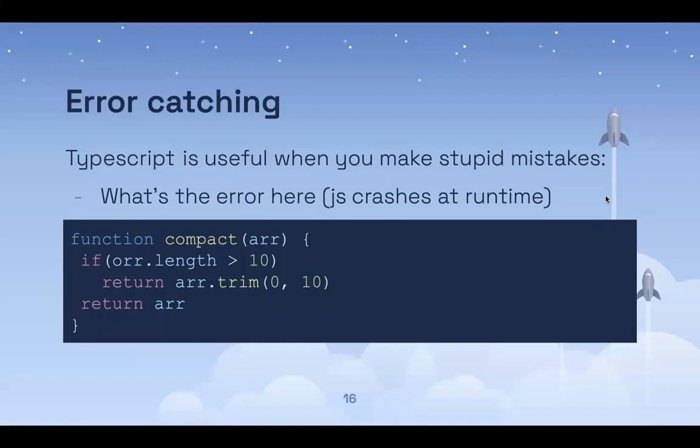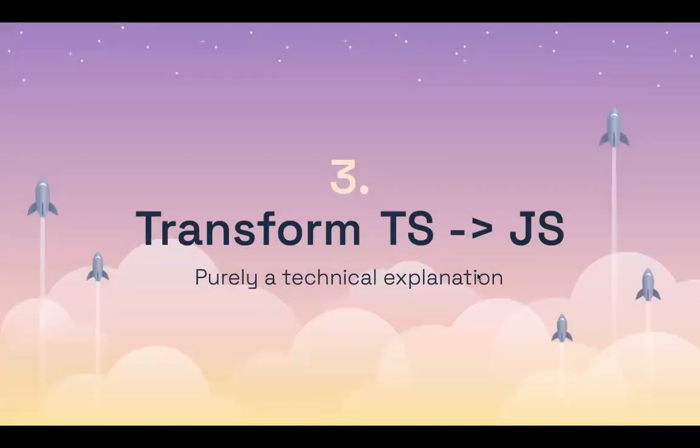There's a more subtle error here actually, that we're using .trim instead of .slice. So if we want to fix that, here's the error you pointed out. And then here's the more subtle error that I've not seen a single person catch, which is .trim should be .slice, because arrays don't have a trim method. So this is something that TypeScript would catch.